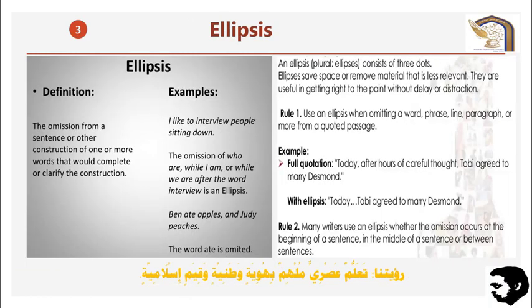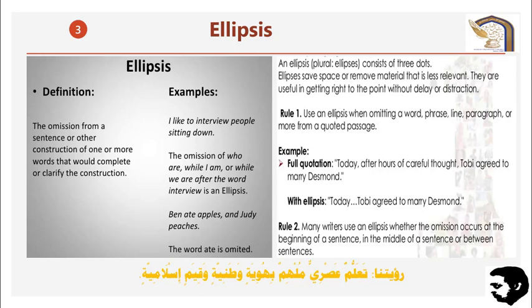Ellipsis. Ellipsis is the omission from a sentence or other construction of one or more words that would complete or clarify the construction. Ellipses save space or remove material that is less relevant. They are useful in getting right to the point without delay or distraction.